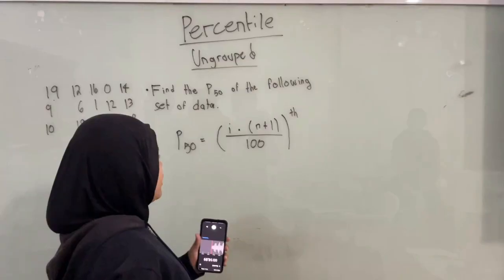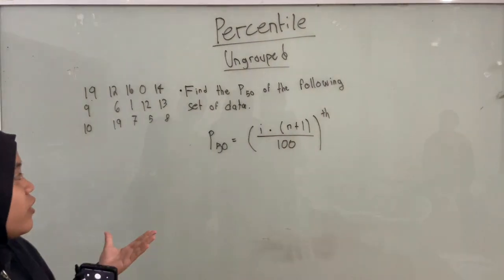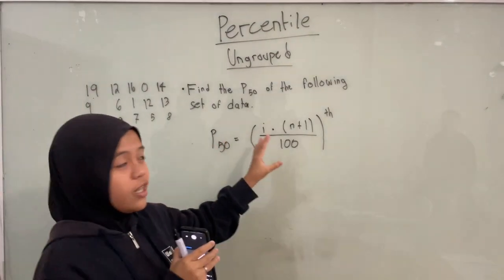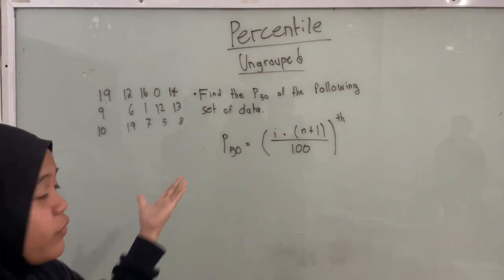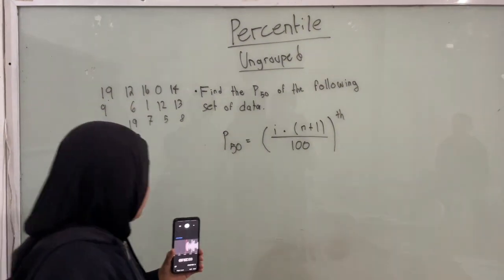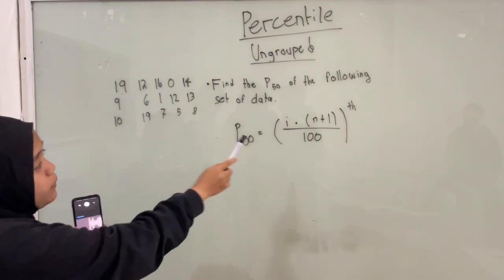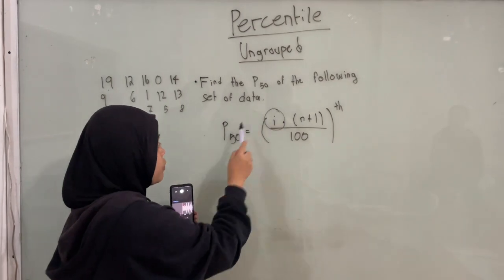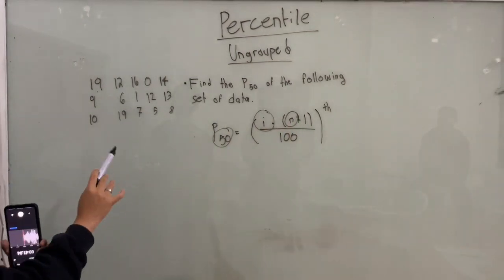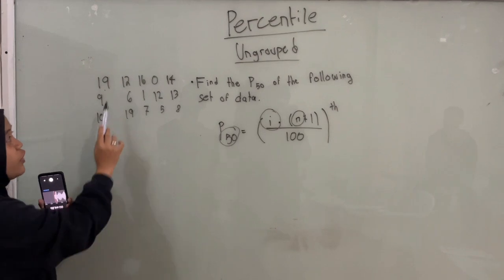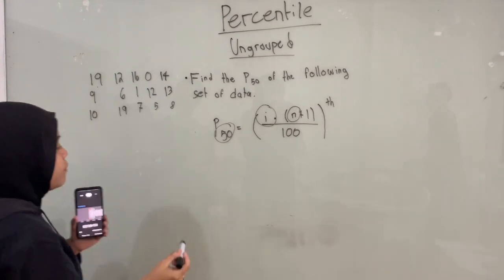So, that's all. So here's the example of ungroup percentile. So, as what Farhan said na ito yung formula niya. So, inahanap natin dito is find the P50 of the following set of data. So, as you can see here na ito yung mga given na number sa example. So, itong i is ito yung hinahanap natin, which is the 50. And itong n is ilan nga ba tong set of number na to? So, bilangin natin. 1, 2, 3, 4, 5, 6, 7, 8, 9, 10, 11, 12, 13, 14, 15. So, 15 to lahat.